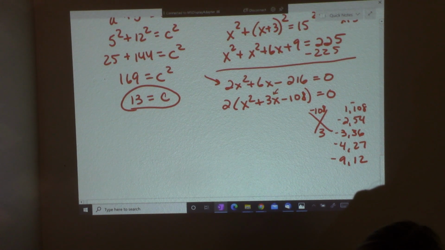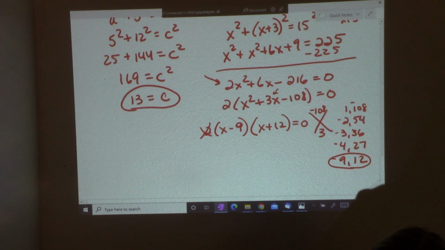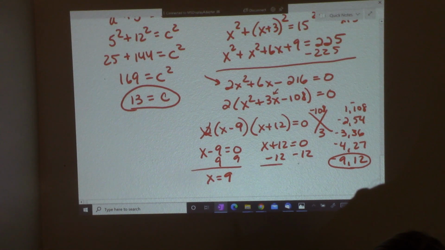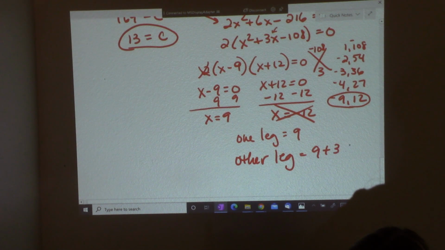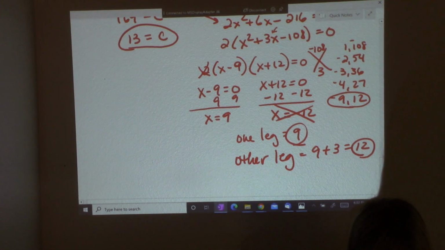Which one, if I have one of these being negative and one being positive, will give me positive 3 in the middle? Well, these right here. So I have x minus 9 and x plus 12. Okay? So I have x minus 9 equals 0, x plus 12 equals 0, and I get 9 here. I hope you're checking your work. And I get negative 12, can't use that because that's negative. So then my one leg is 9, and the other leg is 9 plus 3, which is 12. So those are my two answers.